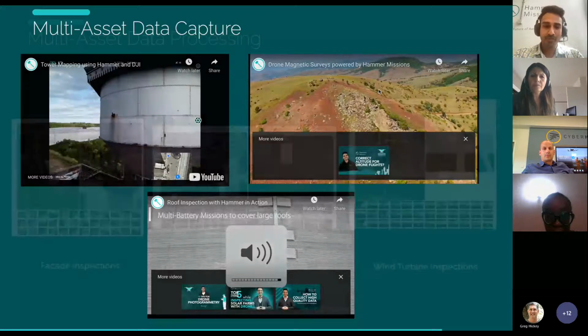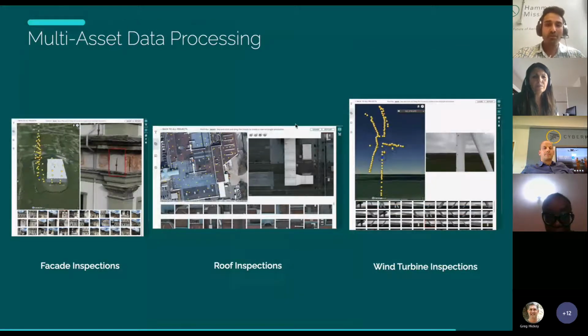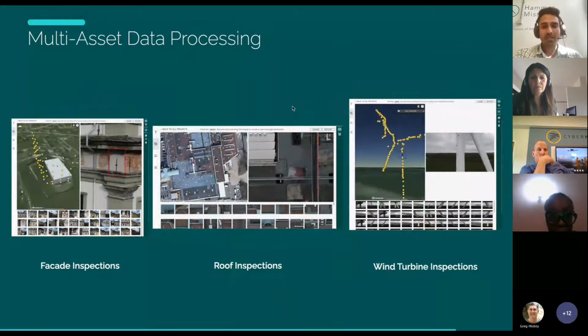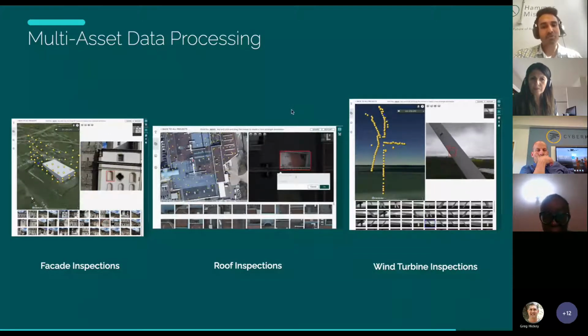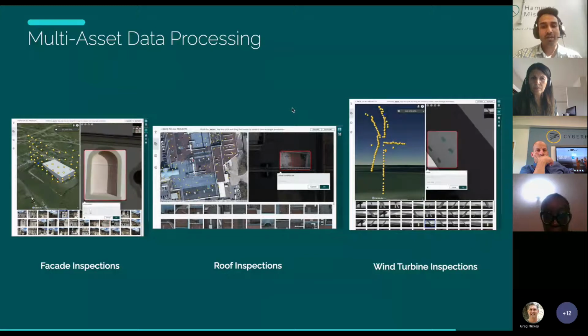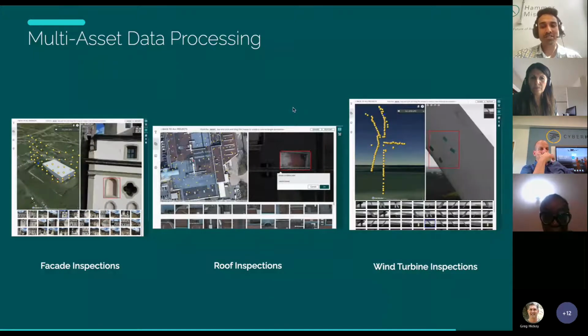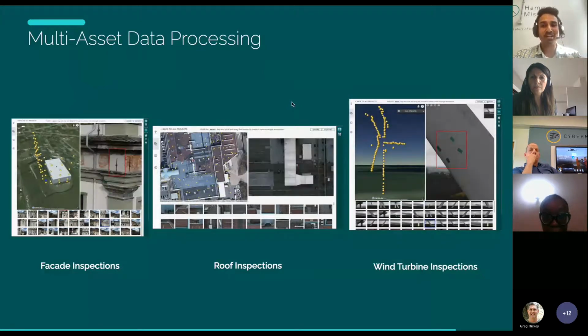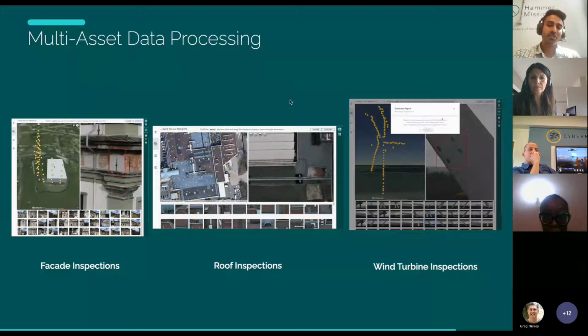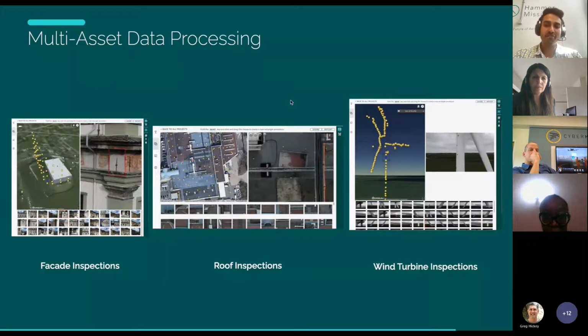That sort of efficiency also flows into multi-asset data processing. So you can process different types of data sets all from the same consistent platform, because you again want to build that drone program where you're getting all of those different modules to look as similar as possible. And you're trying to use the same software for many different tasks.